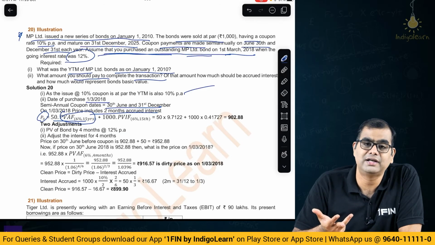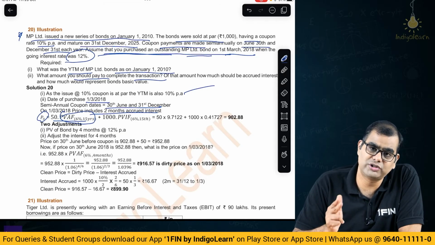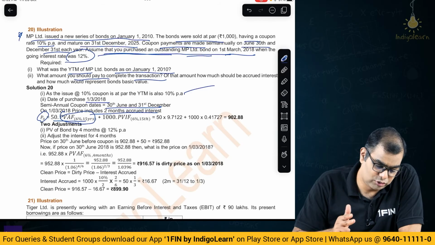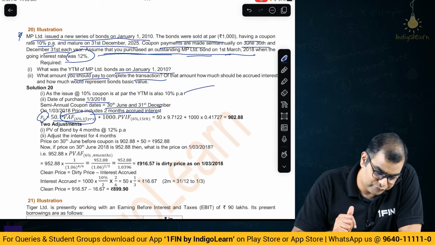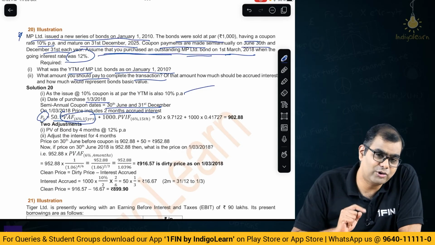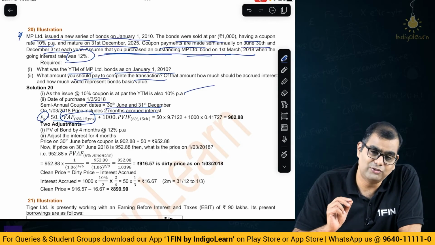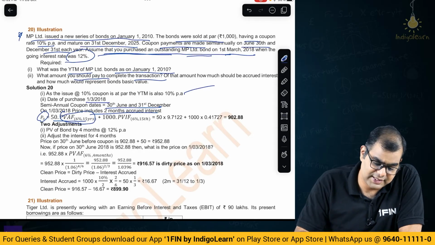So, what bond is it? It is a 16-year bond. 16 into 2 is 32. Out of 32, how many installments have been paid? 16 have been paid, right? 16 have been paid, but how are we going to price it? Out of 32, 16 paid and 16 balance.